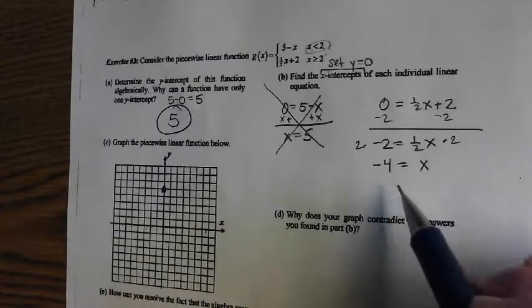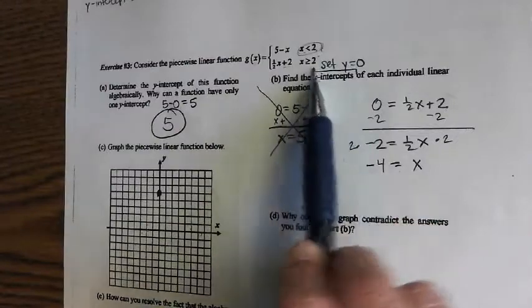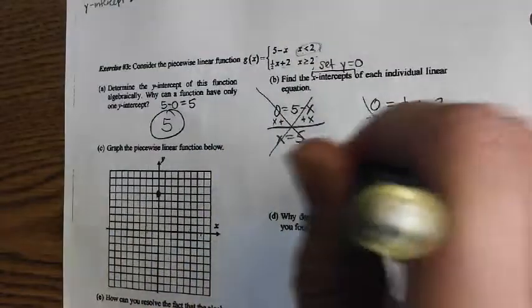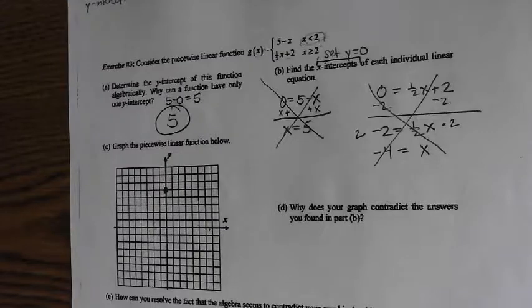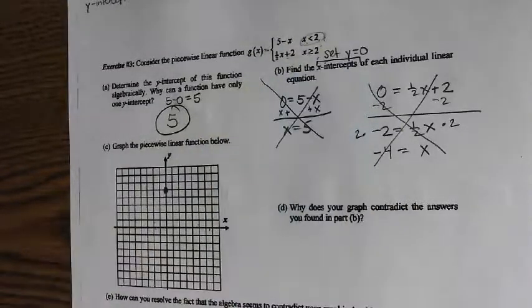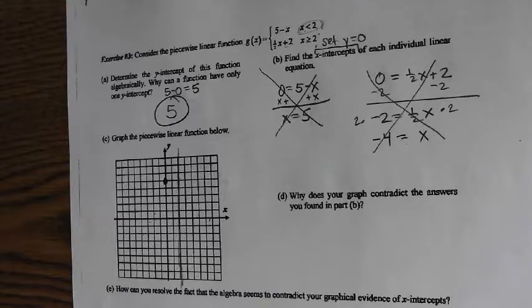Is -4 in the appropriate interval for the 1/2 x plus 2 piece? Is it? No. So actually, we have no x-intercepts here. And when I graph this in a second, you're going to see why. Okay? So the pieces are getting cut off at 2. So I like to just put a very light vertical line at 2 to show me that prior to that, I'm going to have one piece, and after that, I'm going to have another piece.